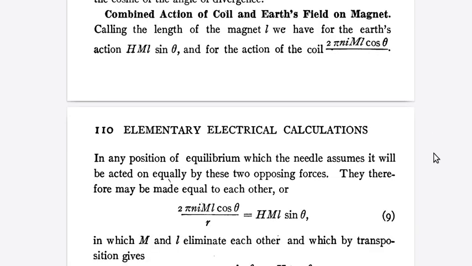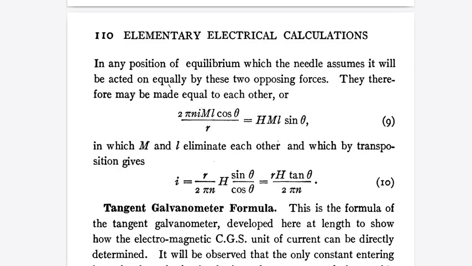This is equation 9. In this expression, m and L cancel out, and by transposition the formula becomes I equals r divided by 2 pi n times H times sine theta over cosine theta, or more simply, I equals rH tangent theta over 2 pi n. That is equation 10.